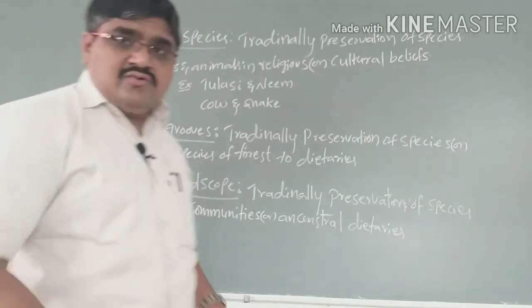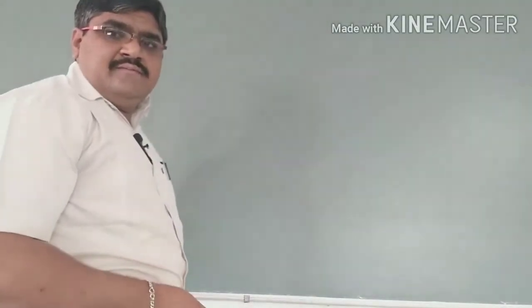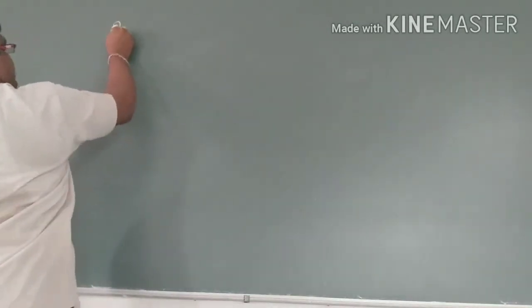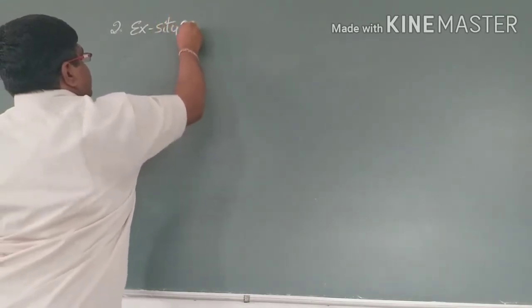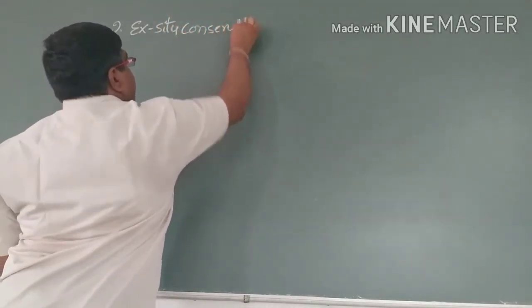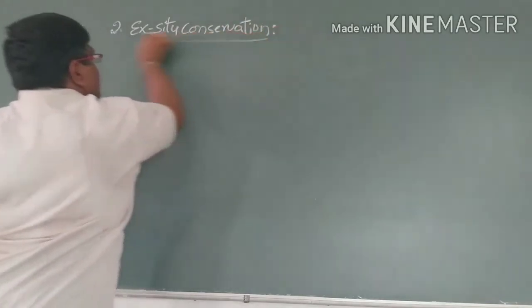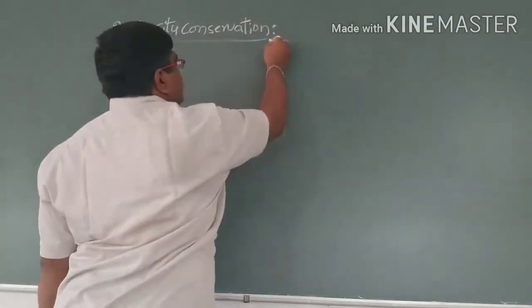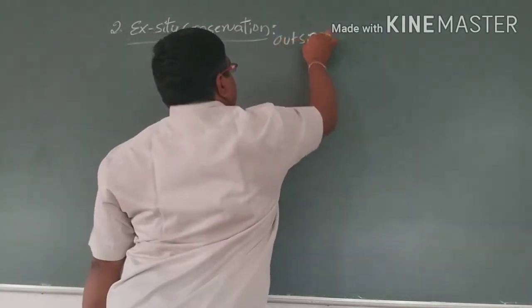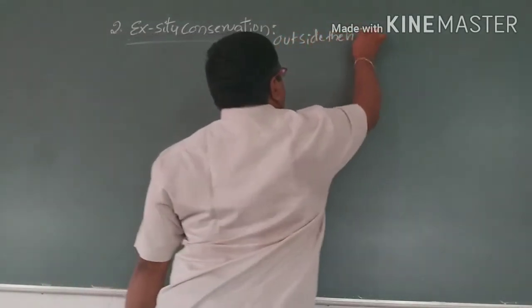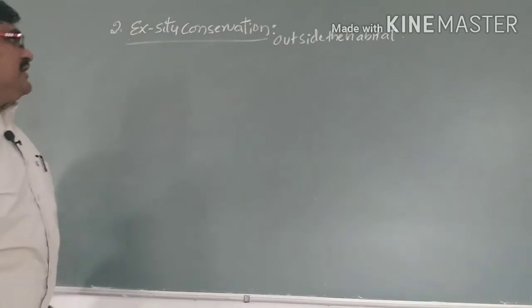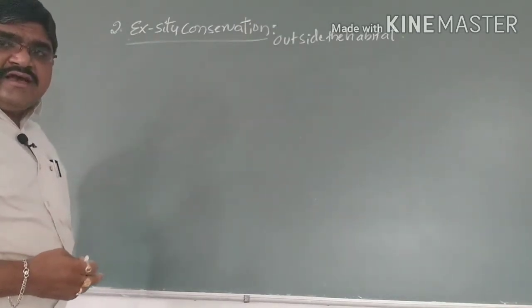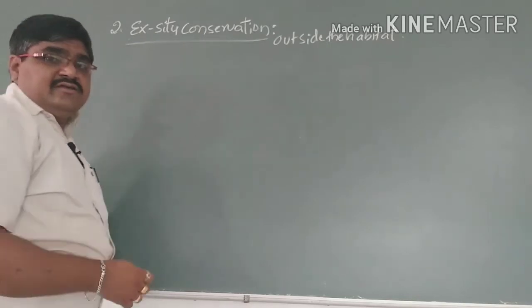Next, coming to the second one, that is ex situ conservation. Ex situ conservation means conservation of species outside the habitat. If the conservation of species takes place outside the habitat, then we call it ex situ conservation.